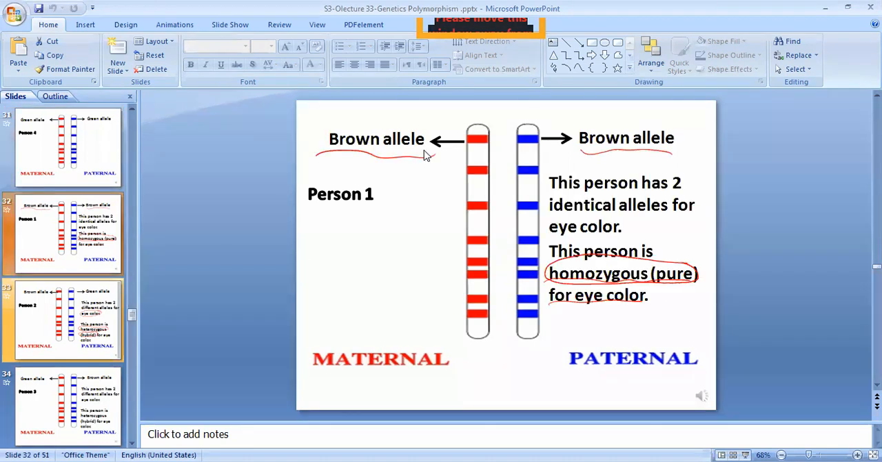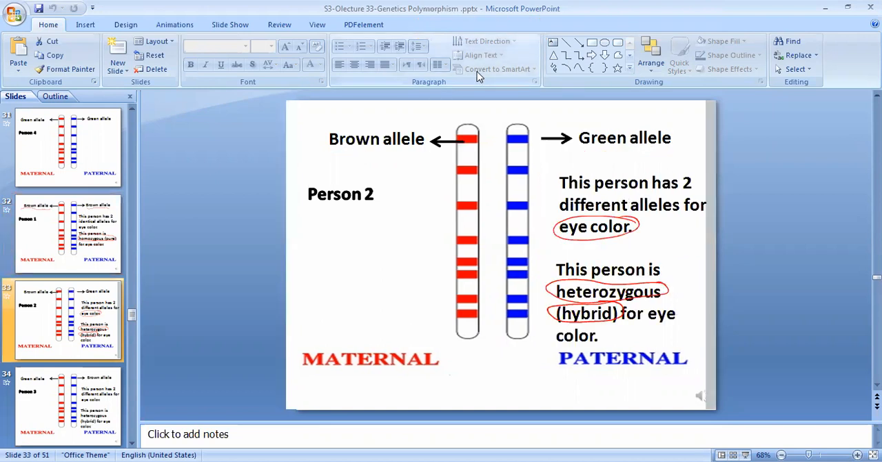So they are said to be homologous, identical. So this person has two identical alleles. Whenever we have two identical alleles, the person is said to be homozygous, or we can say it's pure for the eye color. Moving on, if it carries two different alleles, brown and green for example, it's said to be heterozygous or hybrid.